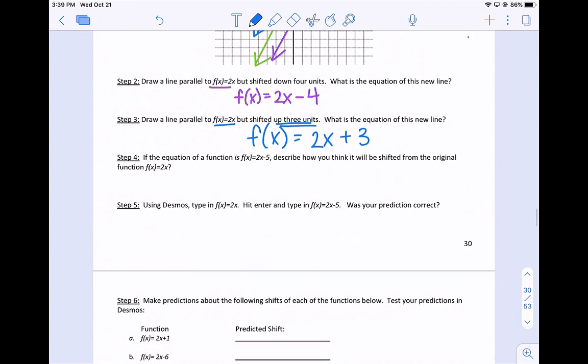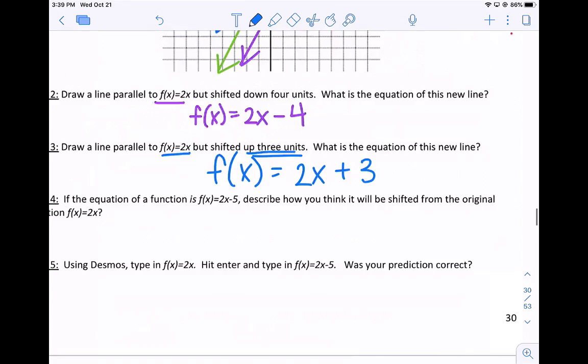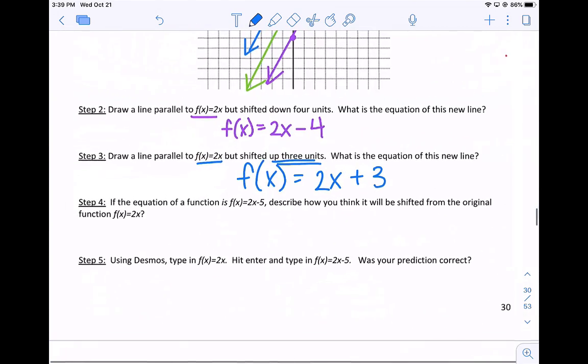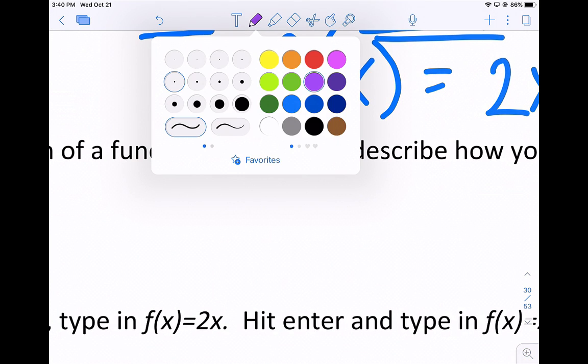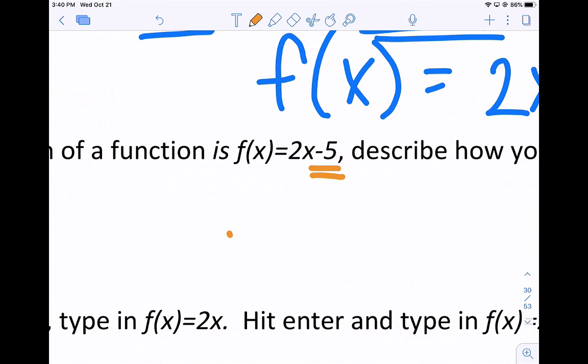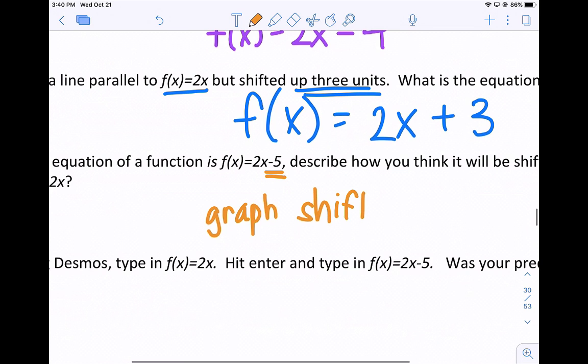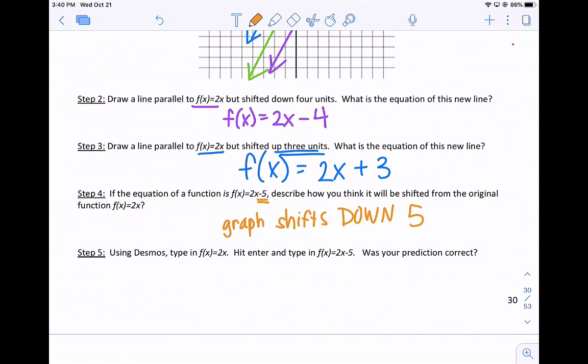So for step 4, it says, if the equation of the function is f of x equals 2x minus 5, describe how you think the graph will be shifted from the original function. So we knew the graph of 2x minus 4 was down 4 units. So if you make a prediction, we would say that the minus 5 would shift the graph down, because our y-intercept is moving down 5 units. Using Desmos, type in f of x equals 2x, hit enter, and type in f of x equals 2x minus 5. Was your prediction correct?